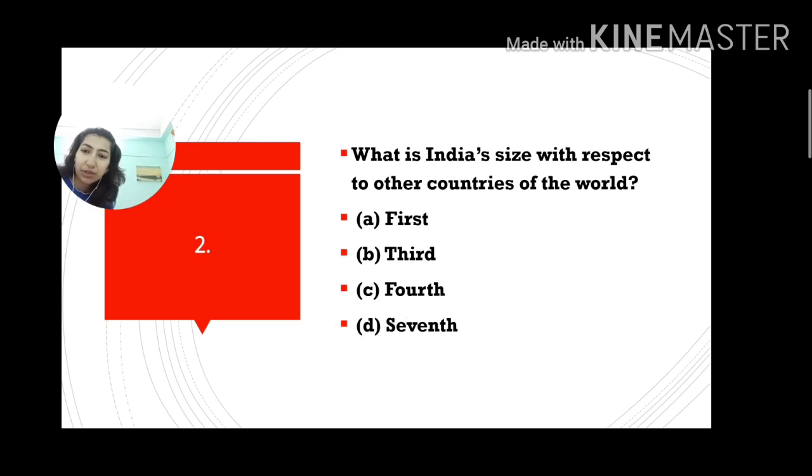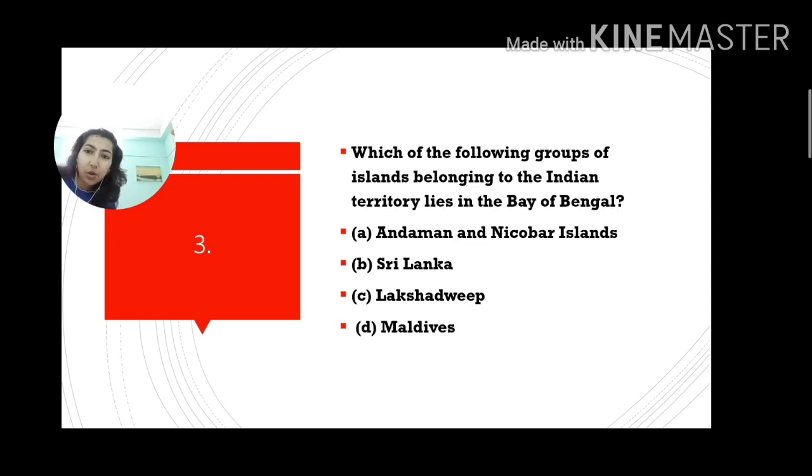So we move to the third question, that is, which of the following groups of islands belonging to the Indian territory lies in the Bay of Bengal? Is it A, Andaman and Nicobar Islands, or is it Sri Lanka, is it Lakshadweep, or is it option D, Maldives? Or you can pronounce it Maldives also, the way you want. Okay, so A, Andaman and Nicobar Islands. They are the group of islands which are there in the Bay of Bengal. Let's move to the next question.